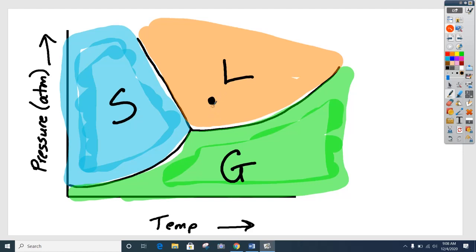Now, we did not change the temperature. So whatever temperature I'm at right now on the x-axis, I cannot change it. If I shift my dot over to the left or the right, that means my temperature changes. And that did not occur. The gentleman did not heat the water.